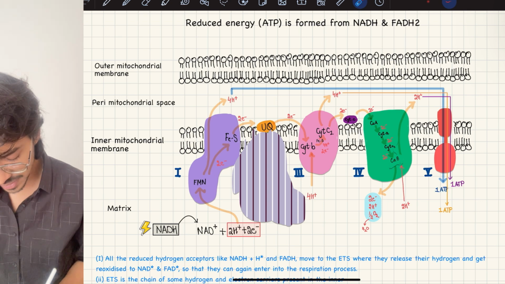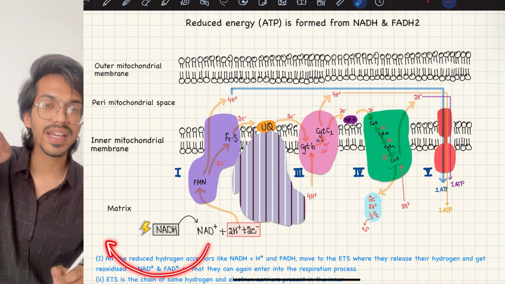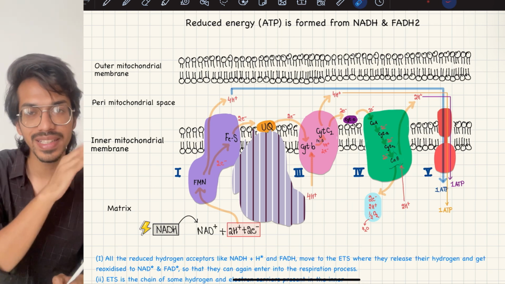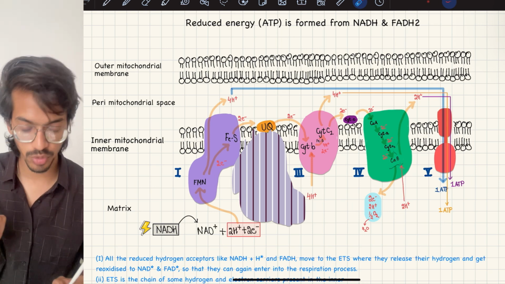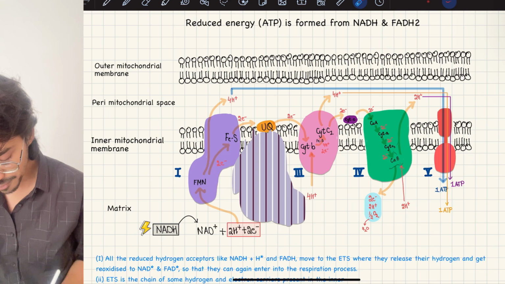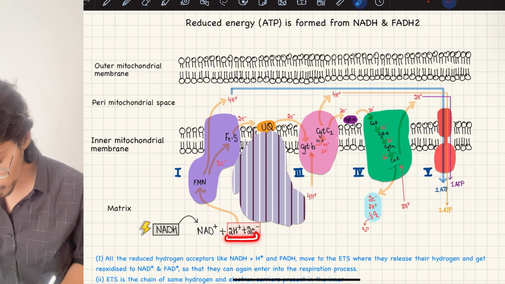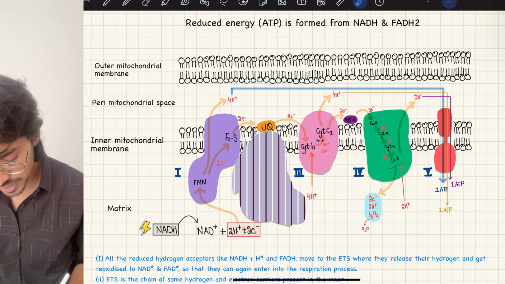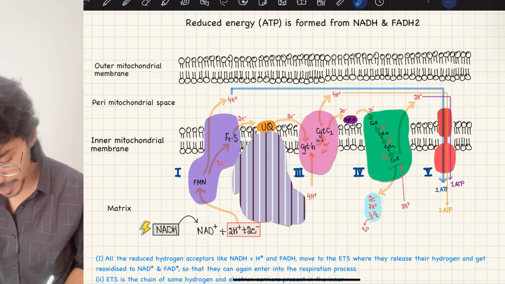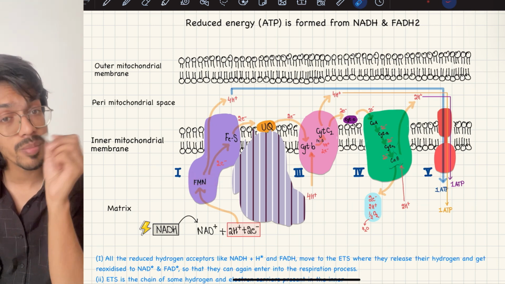Now this NADH which is being broken down over here, it will go back into the aerobic cycle and again form NADH during the TCA cycle formation, whereas these two things will go to the first complex. As it goes to the first complex, it will be received by FMN. This you have to remember.